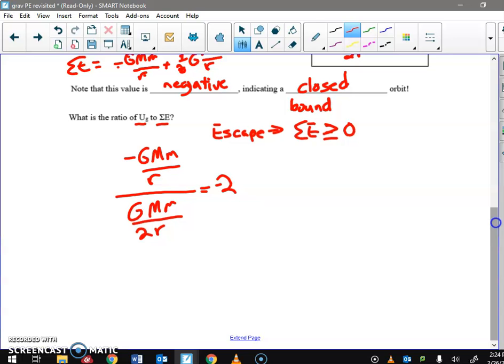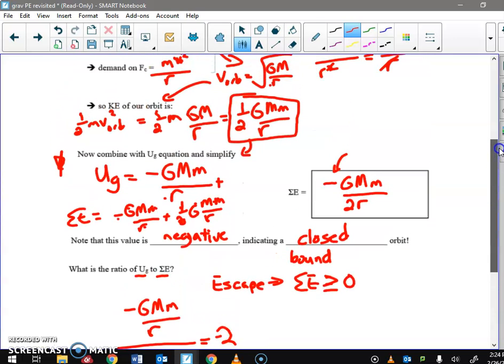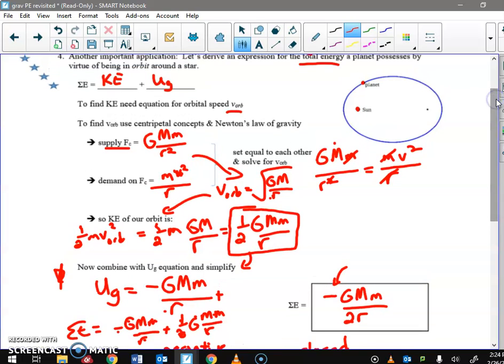Okay, so if we want that planet to escape, and that could just as well be a rocket, then it's got to get a kinetic energy that is twice its original value.